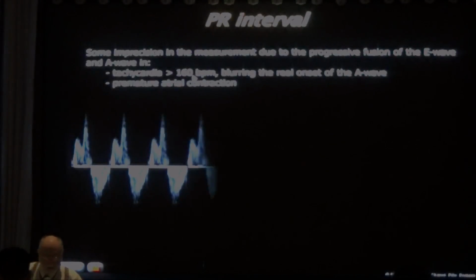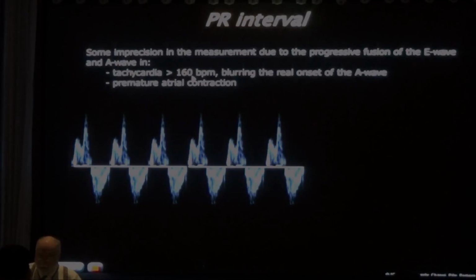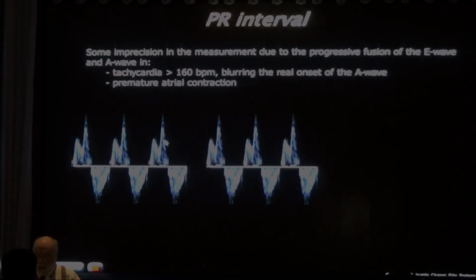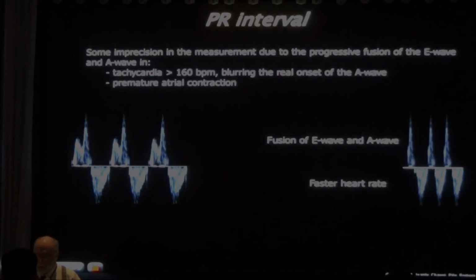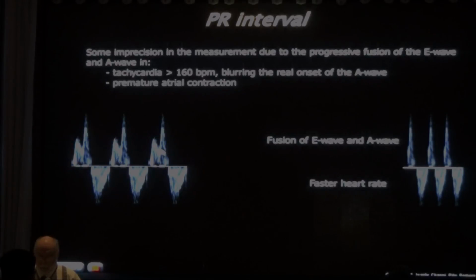So I'm running out of time. Let me give you just a few more images on that, and then we'll stop. If you have a baby whose heart rate is too fast, above 160 beats per minute, there will not be time for the passive filling of the ventricle. And then E and A are progressively going to merge, and you have a monophasic wave instead of a diphasic wave. Same thing happens with premature atrial contraction.